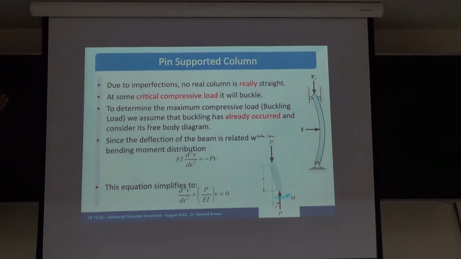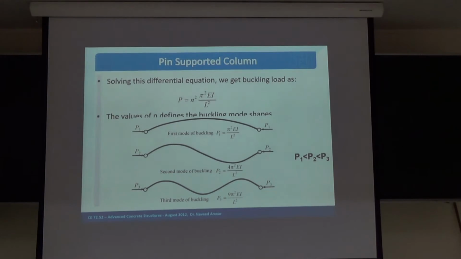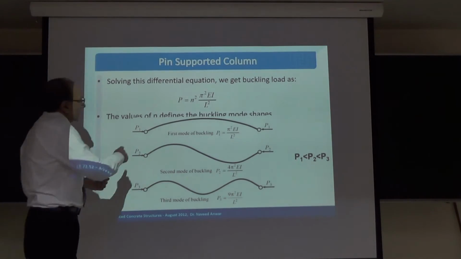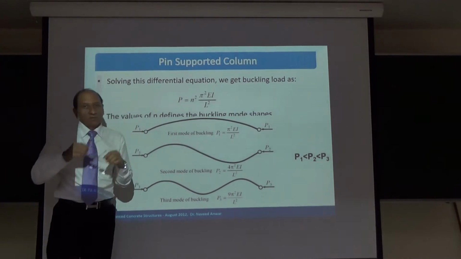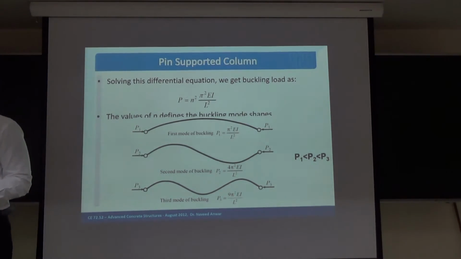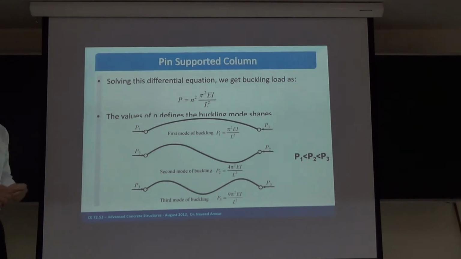So as I mentioned, no column is really straight. So in reality, we have P delta. We don't have buckling. So that is the pin supported column, various configurations. Buckling has many forms, and that's an important thing.